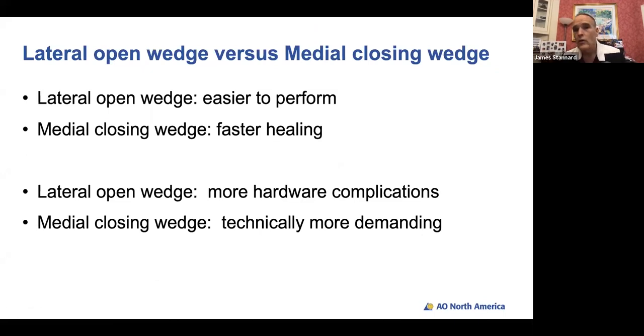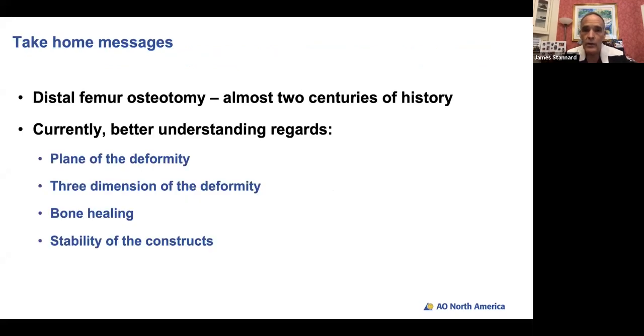And he notes the lateral opening wedge is easier to perform, but there are a lot more hardware complications with the iliotibial band snapping across the plate, and there's just not as much soft tissue cover there. On the medial side, the medial closing wedge, much faster healing because you're pulling it together, but it's technically quite a bit more demanding. So there's pros and cons to everything. You want to get good for sure at one of them. Ideally, you learn how to do both of these and do what works better for that patient.